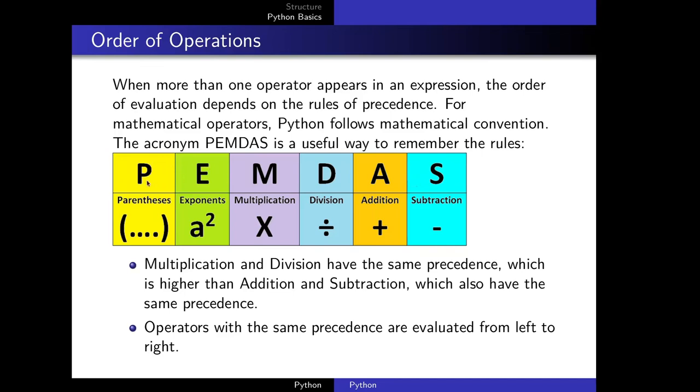So we have parentheses, exponent, then multiplication and division go together. They have the same priority, and addition and subtraction have the same priority, but multiplication and division come before addition and subtraction. Remember that. So first priority is for parentheses, then exponents, then multiplication and division have a higher priority than addition and subtraction. If we run into operators with the same precedence, they are evaluated from left to right.